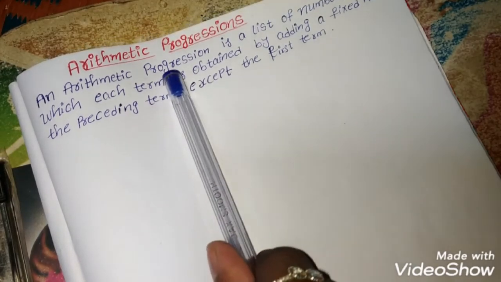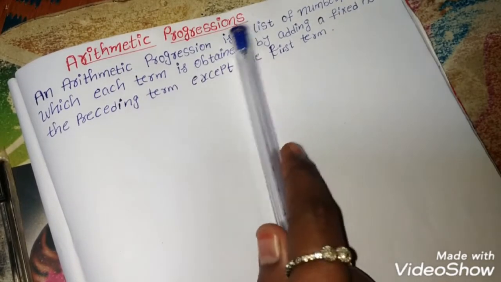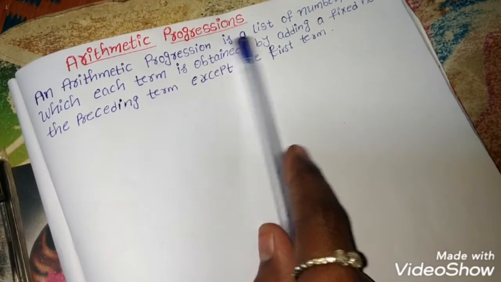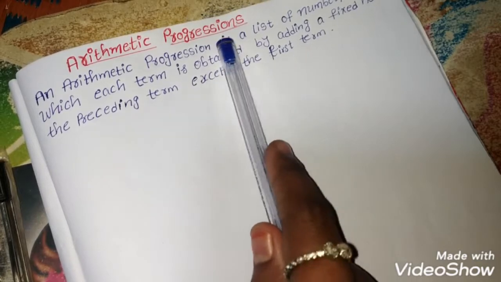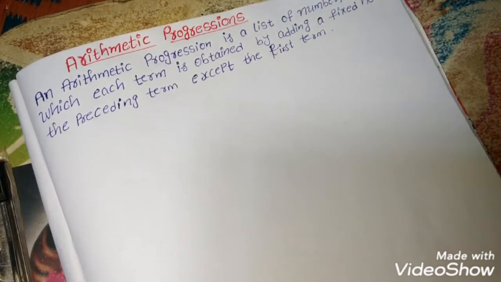So this chapter is chapter number 5 in the CBSE syllabus, but in the Karnataka State Board syllabus, arithmetic progression is chapter number 1. Okay. So what is an arithmetic progression?